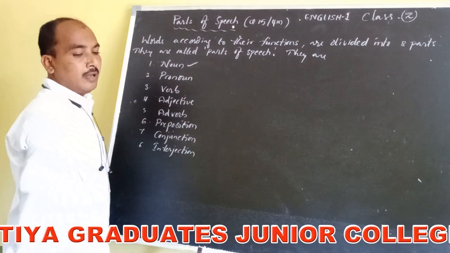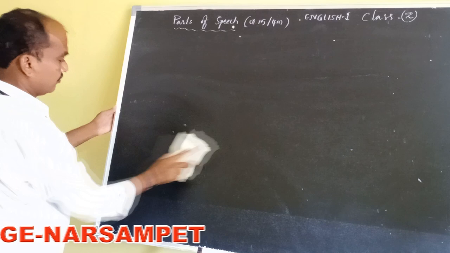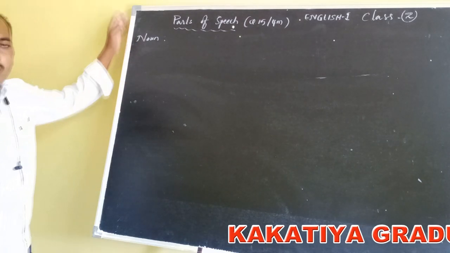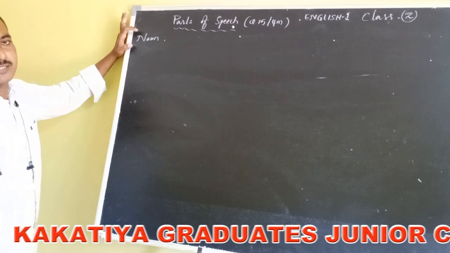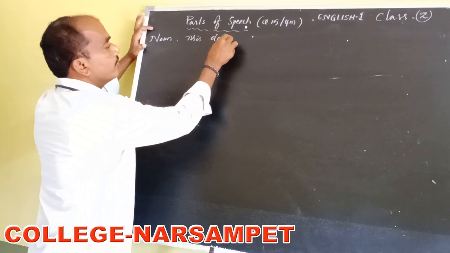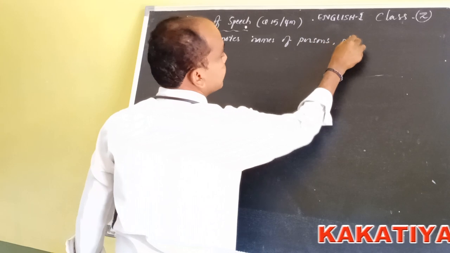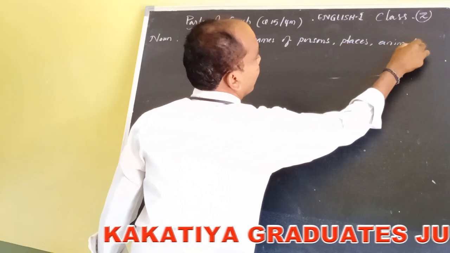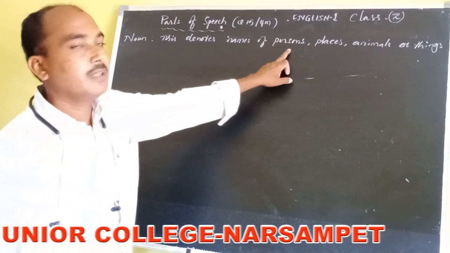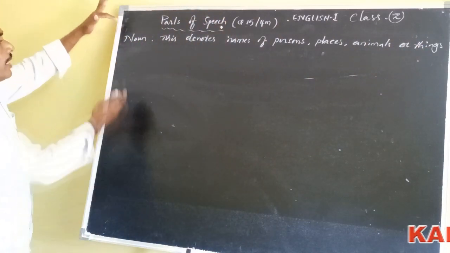Now we are going to see noun. What is noun? We are going to discuss. Very easy. What is noun? Noun means a name. All the naming words are nouns. This denotes names of persons, places, animals, or things. Name of a person, name of a place, name of an animal, name of anything, all the names should be considered as nouns.